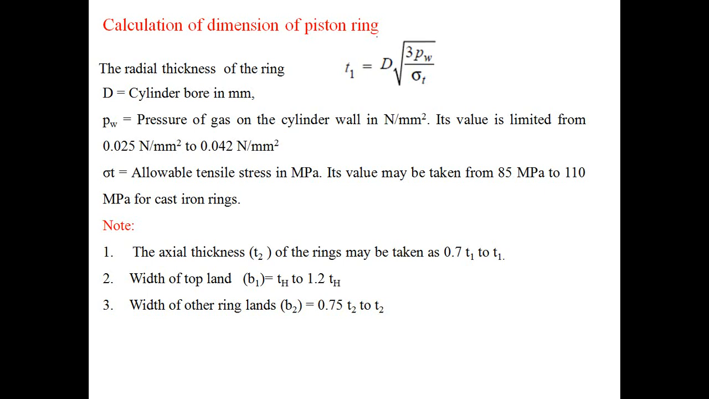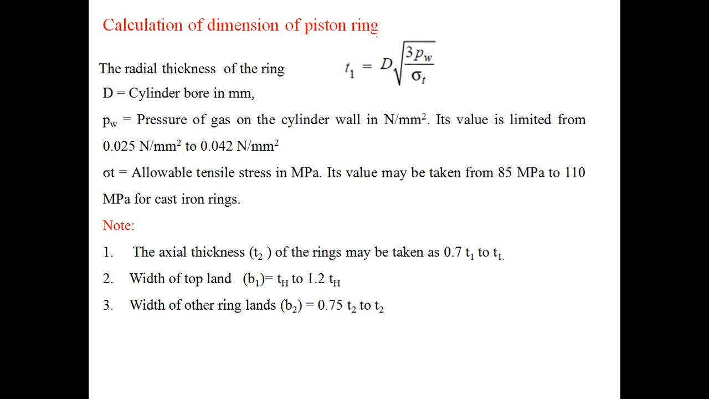Normally it uses about 0.025 Newton per mm square to 0.042 Newton per mm square, and sigma T is the allowable tensile strength. Students need not remember all these terms because they are given in the data book already. The allowable tensile stress may be taken as 85 to 110 megapascal for cast iron.